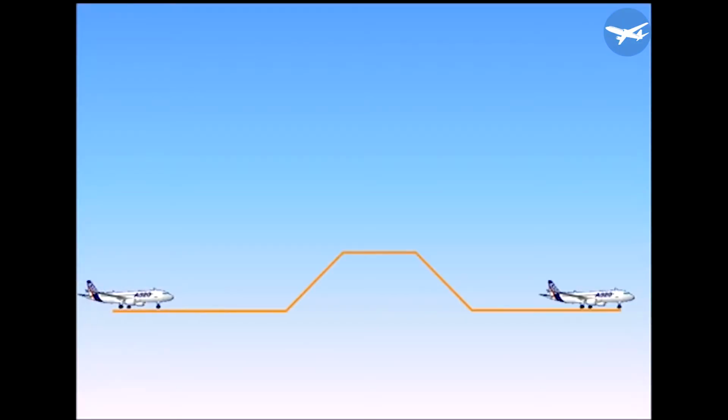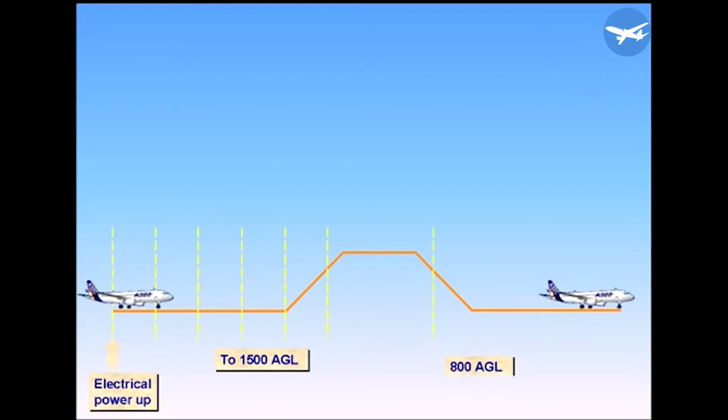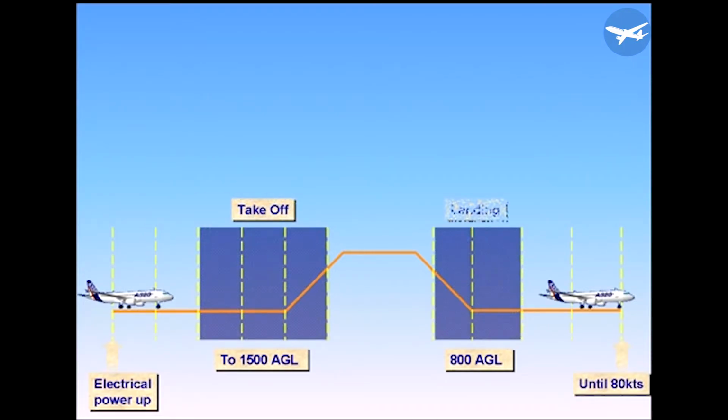The Ecam system divides the various stages of a flight into phases, from initial electrical power-up until after the engine shutdown. The Ecam system will avoid alerting the pilots unnecessarily during the critical flight phases of takeoff and landing. The warnings and cautions that can be delayed until a less critical phase of flight will be inhibited.